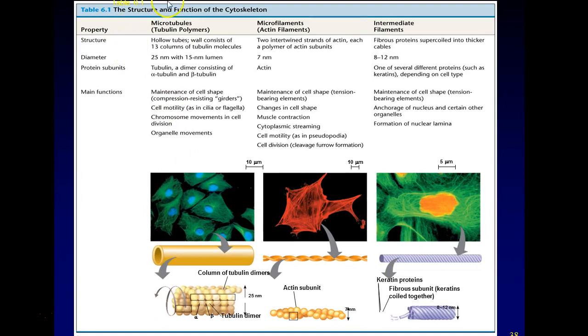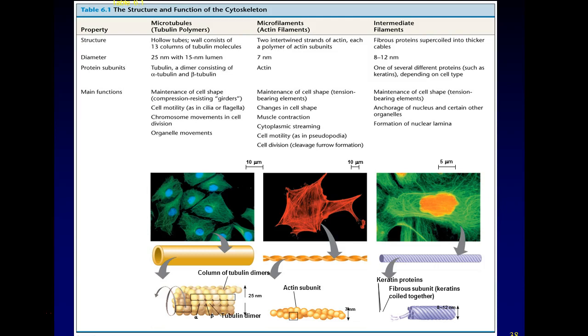This table shows us the structure and function of the cytoskeleton. Microtubules are hollow tubes. They maintain the cell shape. They help cells move. They help with chromosome movements and cell division as well as organelle movement.